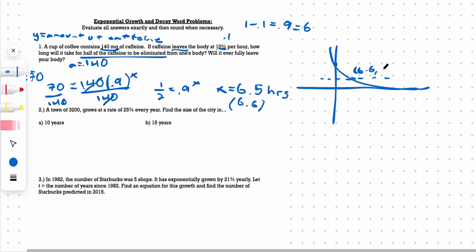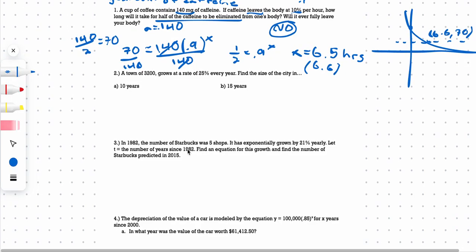Okay, 6.6, and then we say like 70, something like that. But if you remember last video, we talked about having a horizontal asymptote. So we have a horizontal asymptote across this x-axis where y equals 0. Since this is never going to technically reach the x-axis, y is never going to be equal to 0 in this function. So it will never fully leave your body, theoretically. I hope that makes sense.